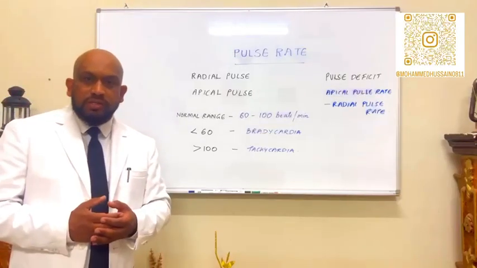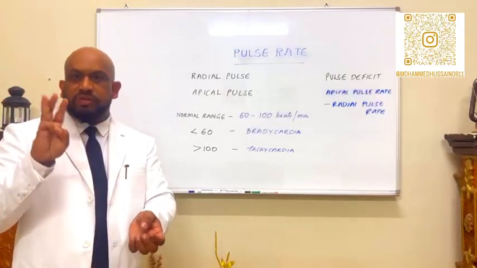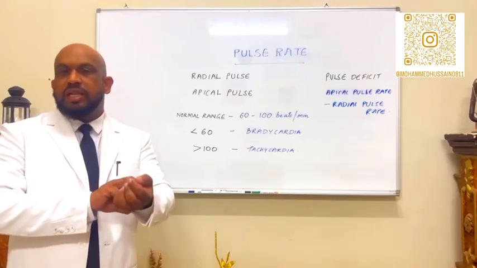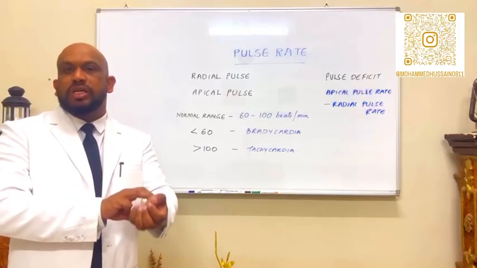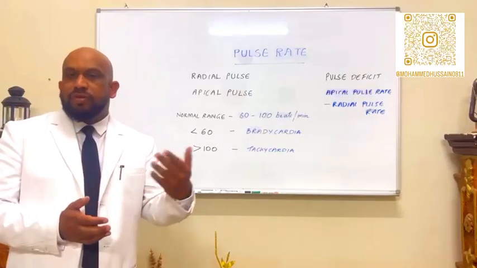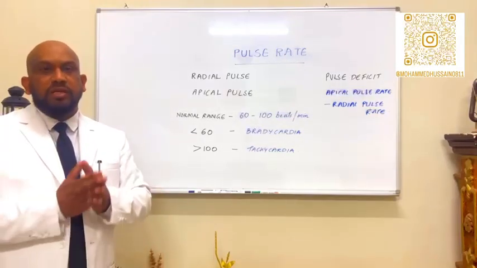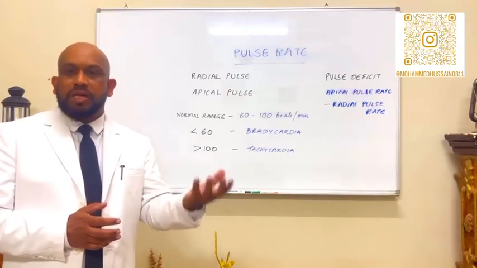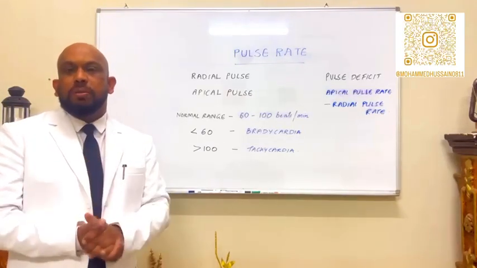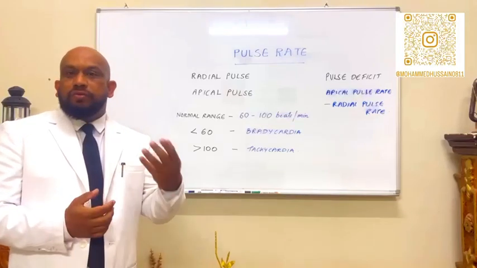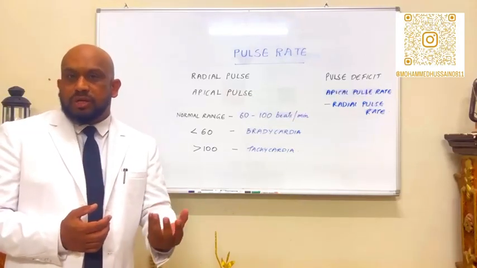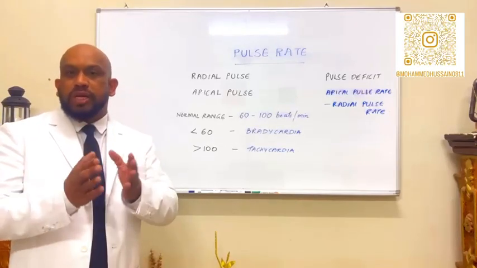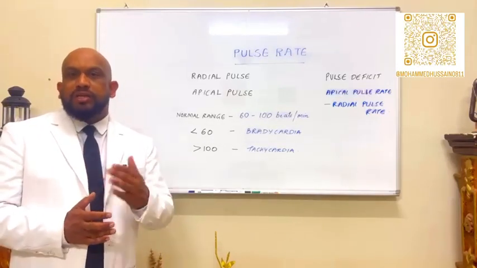So how do we measure the radial pulse? With the help of the three fingers of your right hand, place it over the radial artery and press it with two fingers and then palpate it for 15 seconds or 30 seconds. If you calculate it for 15 seconds, then multiply by 4, and that gives the pulse rate for 1 minute. If you calculate it for 30 seconds, then multiply by 2, and that will give you the pulse rate for a minute. And if you find the pulse rate is irregular, you can compare it with the apical pulse and correlate it so that you can find the difference.